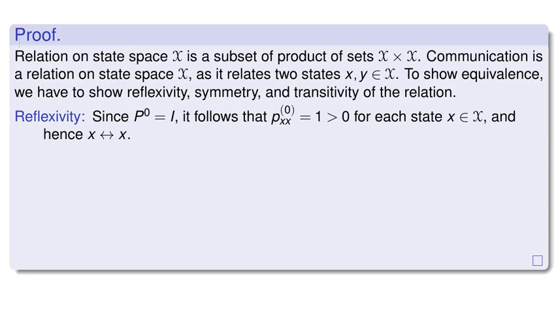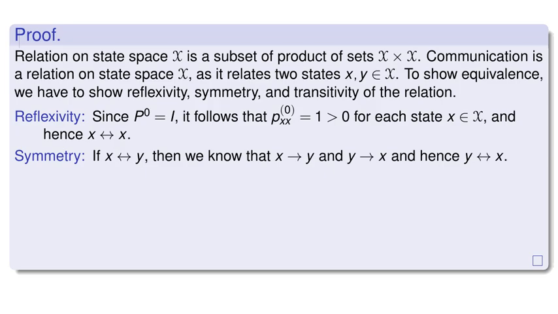First, reflexivity. We know that the zero-step transition matrix P raised to the power 0 is the identity matrix I. This means that P sub xx superscript 0 is equal to 1, which is greater than 0 for every state x in script X. Therefore, every state communicates with itself. So, x left right arrow x.